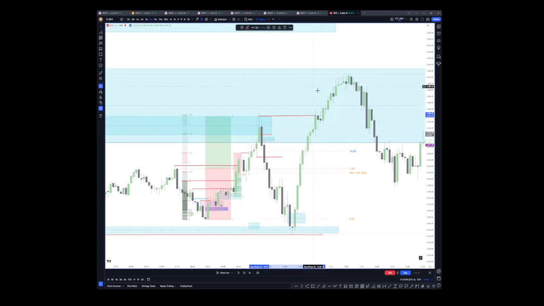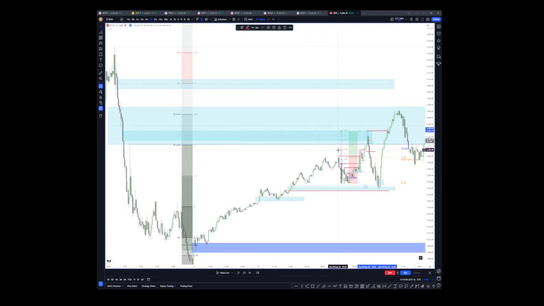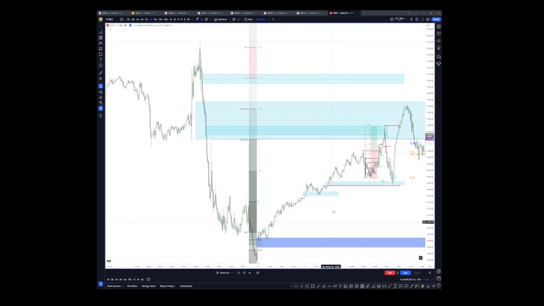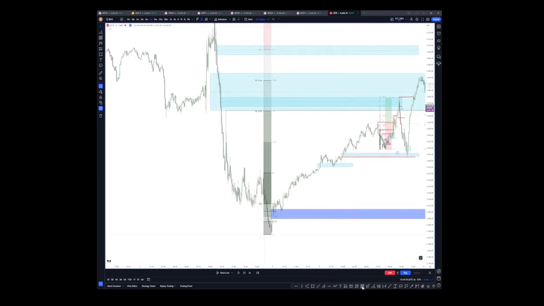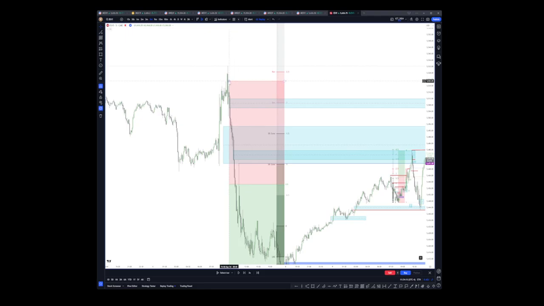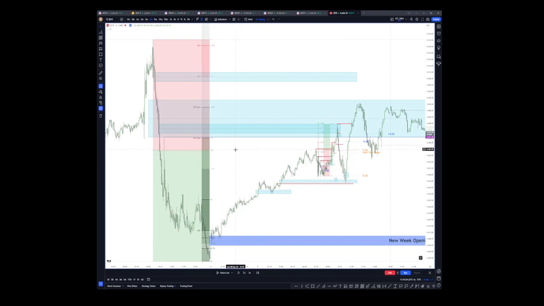Because you have now reached the 1 hour fair value gap. You know that you're in the premium of the bigger range. This is the larger range, and you're already in the premium of that. So now all you're looking at is trying to frame a trade going backwards.